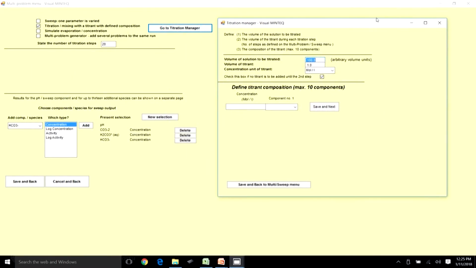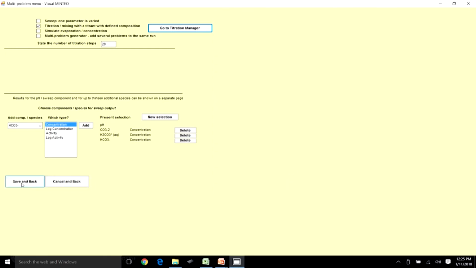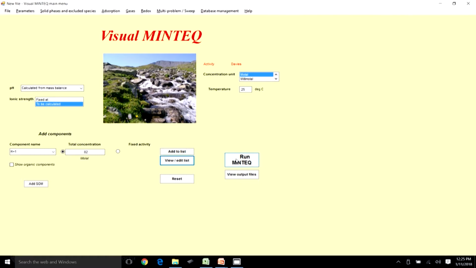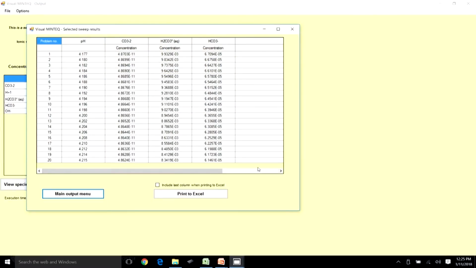So, what does this mean now? There are going to be 100 ml, let us say, I am assuming it is ml, but anyway 100 units of volume in the flask, and I am going to add 1 unit each time. I believe we saved that, H plus at minus 0.1 concentration, right. Let us go back to save and back, run MINTEQ, and let us see selected sweep results. Here again I will come back to this main output menu.